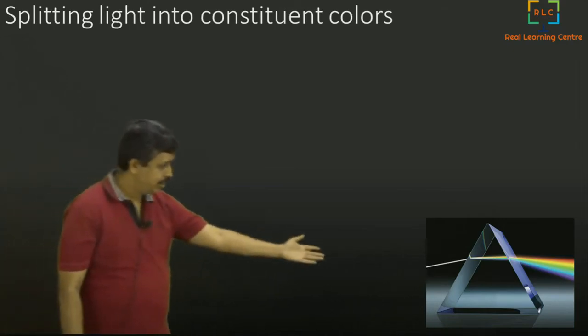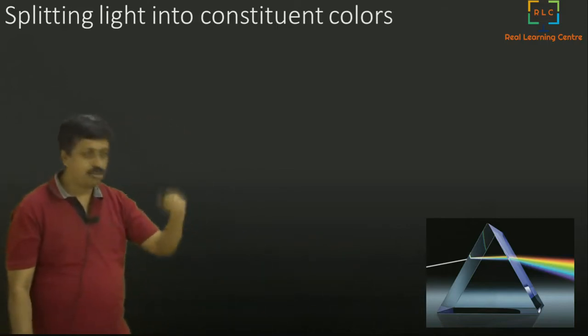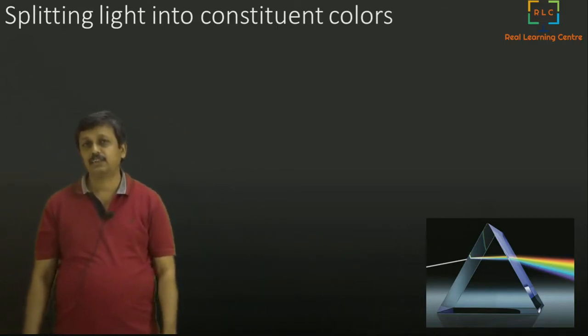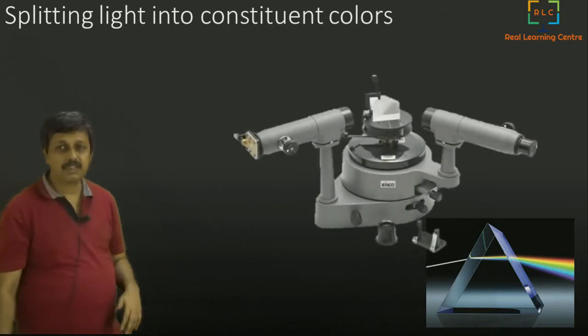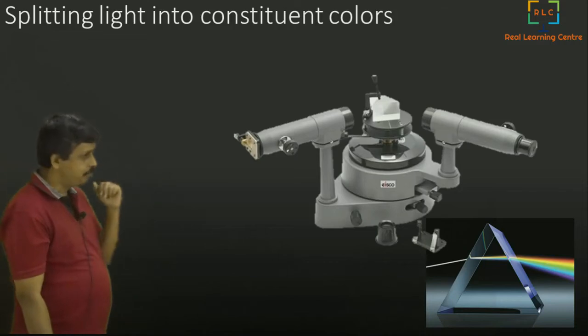You can send the light through a prism. It splits into constituent colors. It's what we call dispersion. Now there is an instrument we call a spectrometer. You see this instrument, the spectrometer.